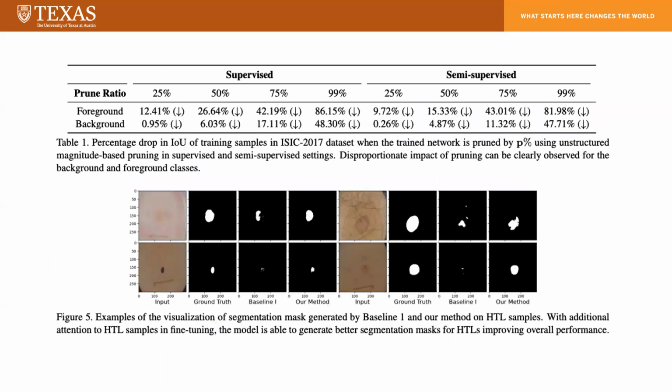Table 1 represents the percentage drop in IoU of the training samples in the disease localization task when the trained network is pruned by P%, using unstructured magnitude-based pruning in supervised and semi-supervised settings. This disproportionate impact of pruning can be clearly observed for the background and the foreground classes. Similarly, Figure 5 illustrates an example visualization of segmentation masks generated by baselines, which can be found in our paper, and our methods on HLT samples.